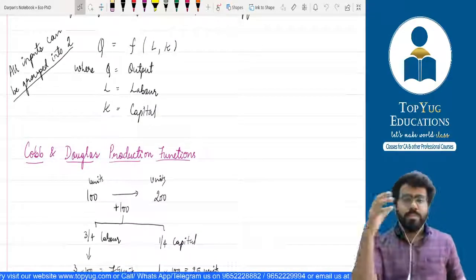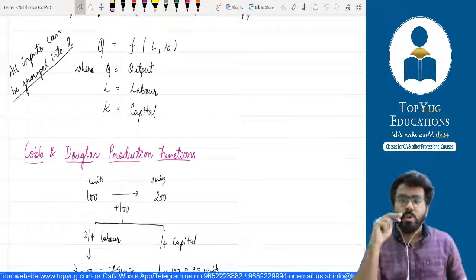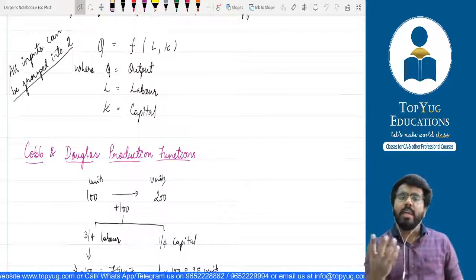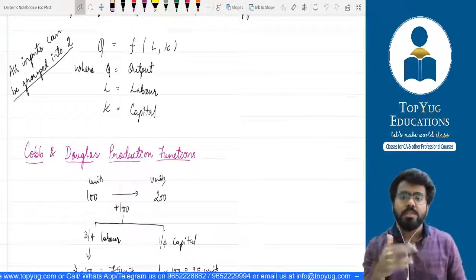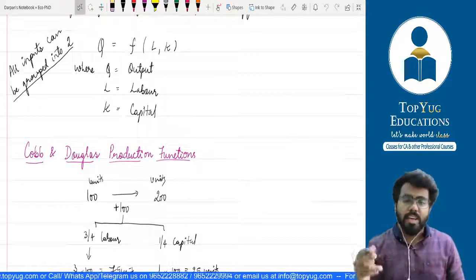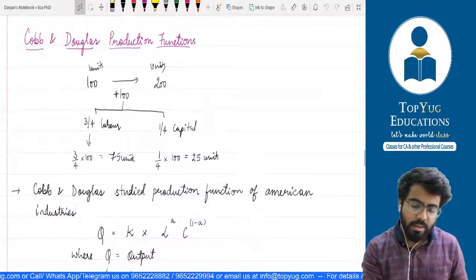Then we saw that all the inputs can actually be summed up into two factors of production, which are labor and capital. So we define it as Q equals a function of L and K, where L is labor and K is capital.